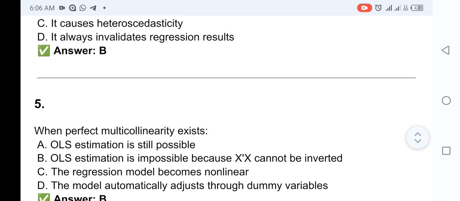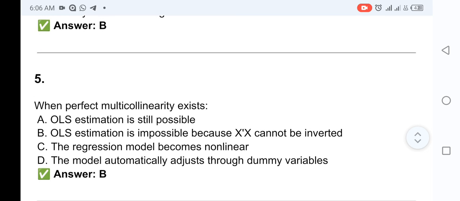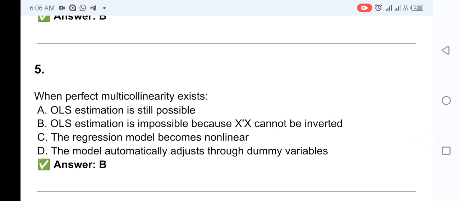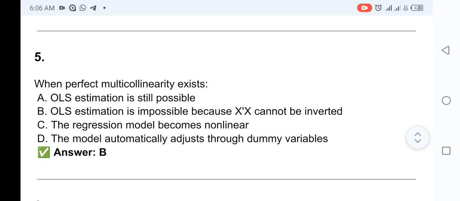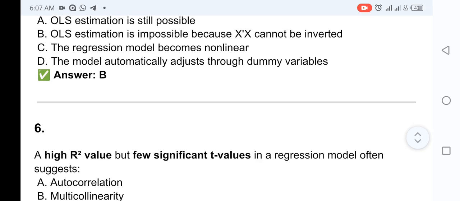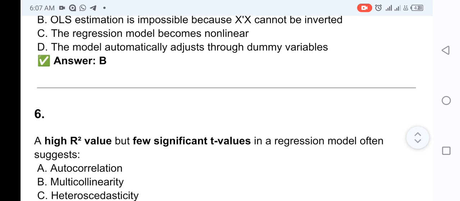5. When perfect multicollinearity exists, A. OLS estimation is still possible. B. OLS estimation is impossible because X'X cannot be inverted. C. The regression model becomes nonlinear. D. The model automatically adjusts through dummy variables. Answer B.